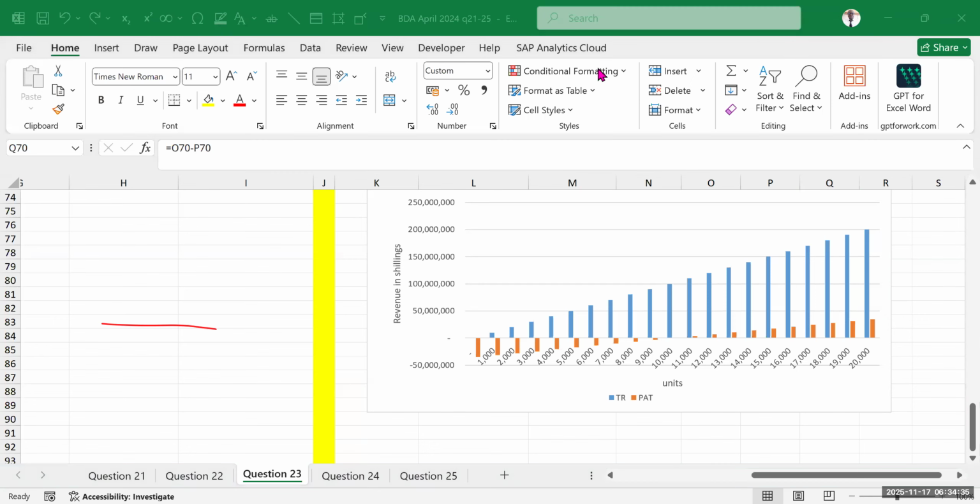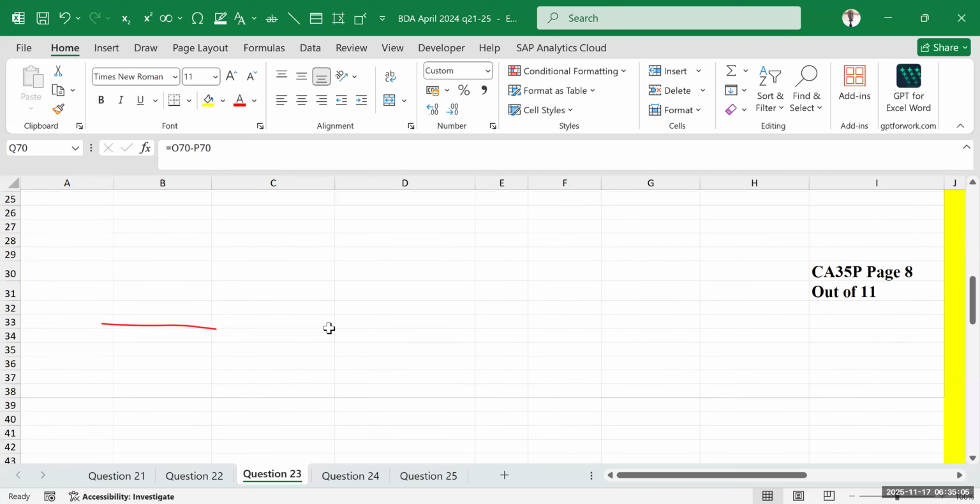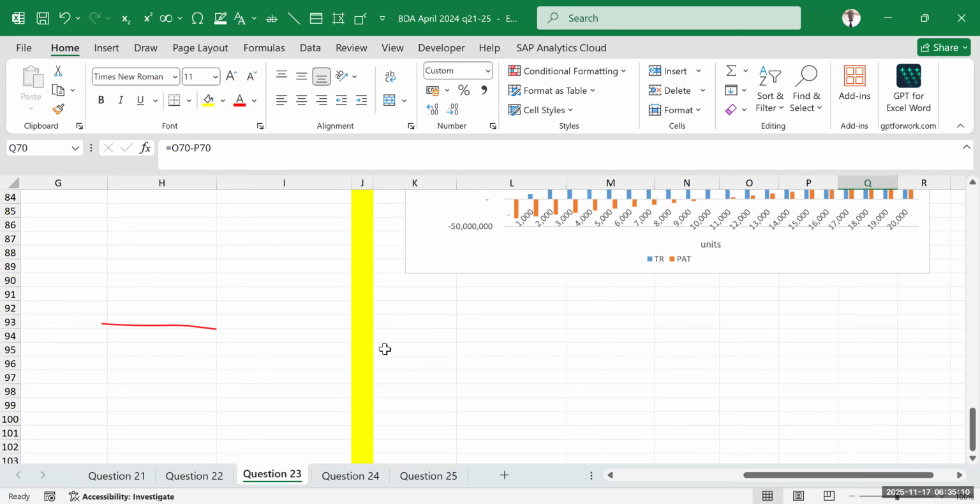Very good. So let's go to the last part of the question, and we read here. The management of this company now wants to evaluate the effect of selling at various percentages above the break-even point. Now that we already know the break-even, that should tell us where to start from. Now, we want to answer part C.